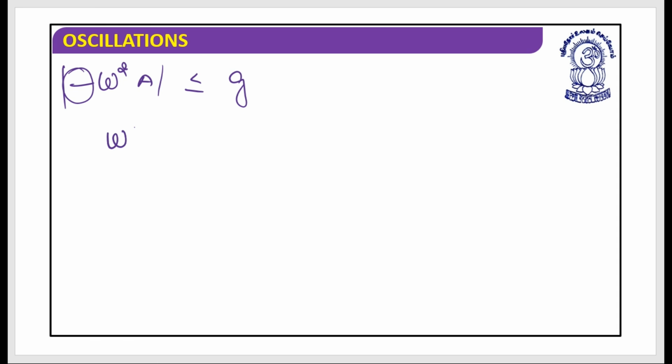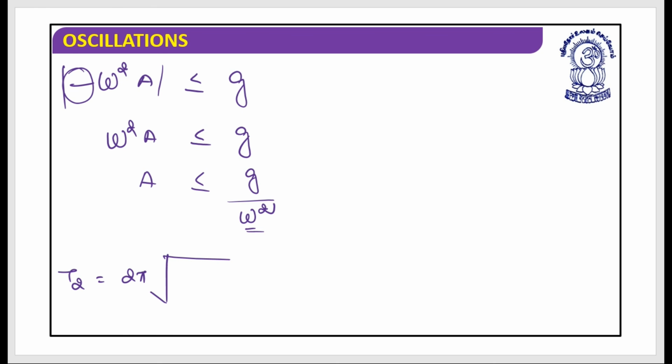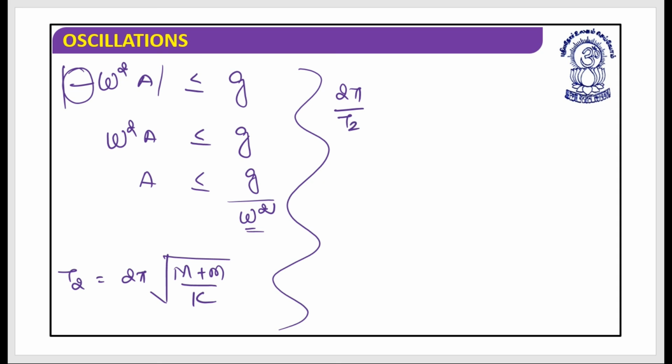So basically omega square into a should be less than or equal to g, and if this has happened, a should be less than or equal to g by omega square. Now how do I replace this omega? We have the oscillation time period T2, which is equal to 2 pi root of (M plus m) divided by k, and omega is equal to 2 pi by T2, which is equal to root of k divided by (M plus m). If I square this, omega square is equal to k divided by (M plus m).